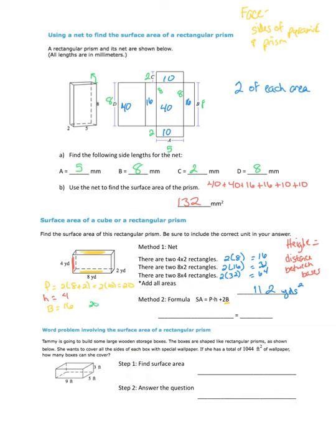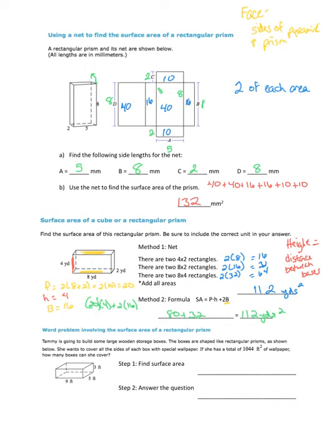20 times 4 plus 2 times 16. 20 times 4 is 80. 80 plus 32 equals 112 yards squared. Do you know how happy I am that worked out? Here, let me make it again, make it neater.